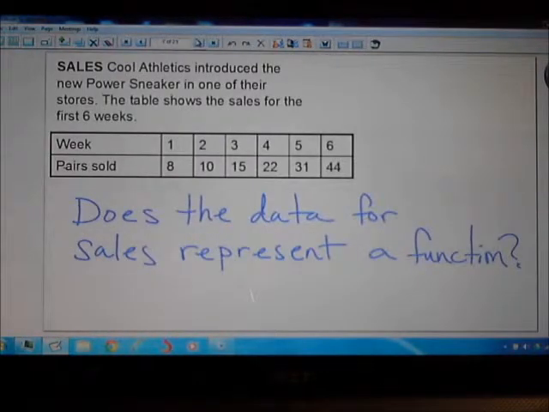Out of your book, there's this word problem. You've got this athletics company introducing a sneaker. Here's a table of a week and how many pairs of sneakers are sold by week. So over a 6-week period, a different number of pairs of shoes are sold each week. Looking at that data, does the sales represent a function?